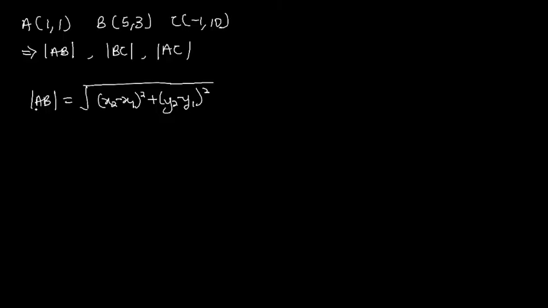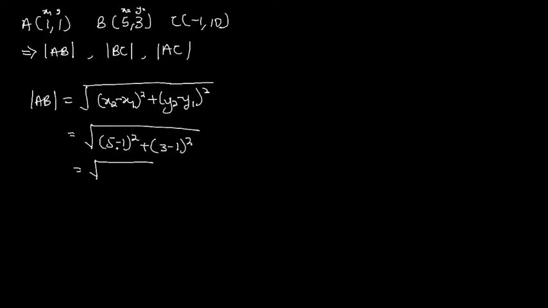Okay, so for AB, A becomes x1, y1, and then B becomes x2, y2. So this is equal to our x2 here is 5 minus x1, which is 1, squared, plus our y2 is 3 minus y1, which is 1, all squared. So this will give me, if I compute everything here, 4 squared, which is 16, plus here will give me 2. 2 squared is 4, and then everything here will give me root 20. Now let me find BC.